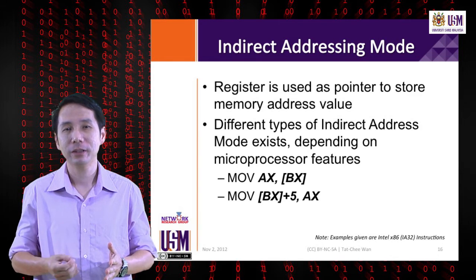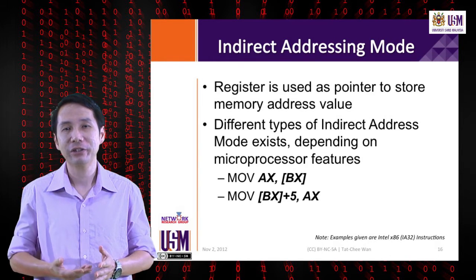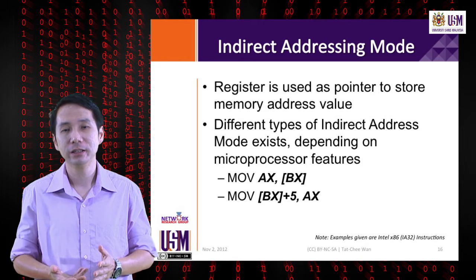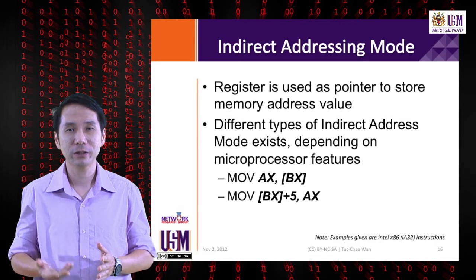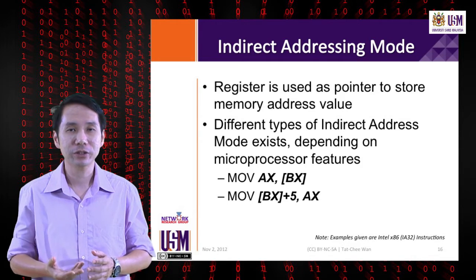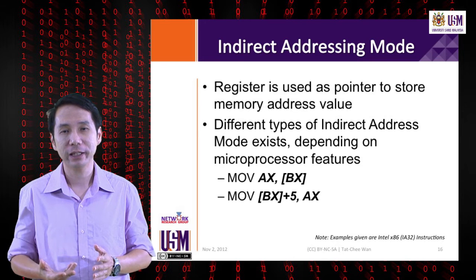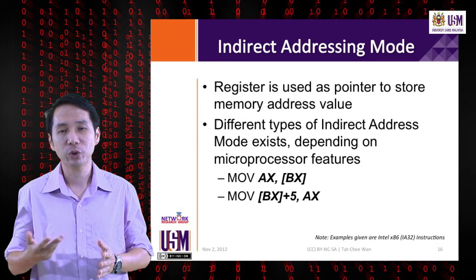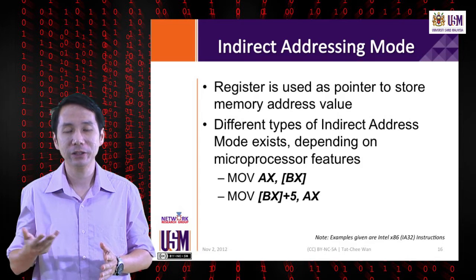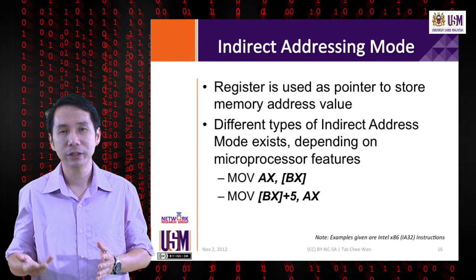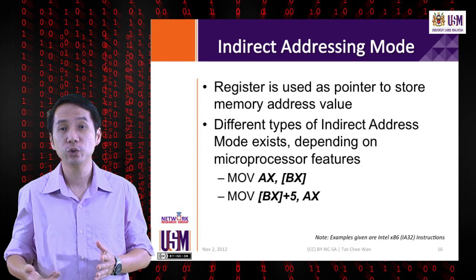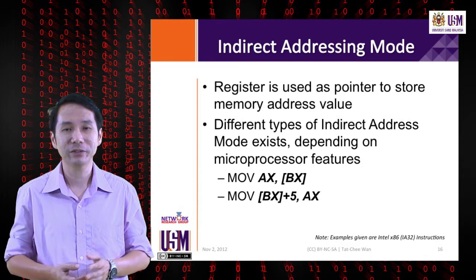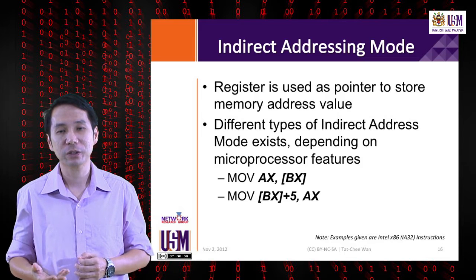The next type of instruction operands, using indirect addressing mode, gives us a lot of flexibility. Instead of referencing a memory address location explicitly as an operand of an instruction, we use a register to store the memory address location value. Using the register as a pointer, we will then be able to access the memory location without having to use a different instruction for every location. Instead, we update the value in the register to a new location. Different types of indirect addressing mode exist depending on the microprocessor features.